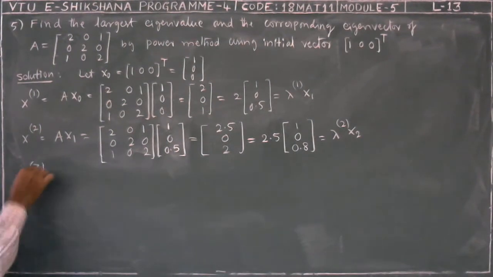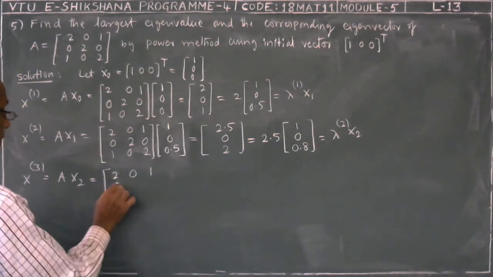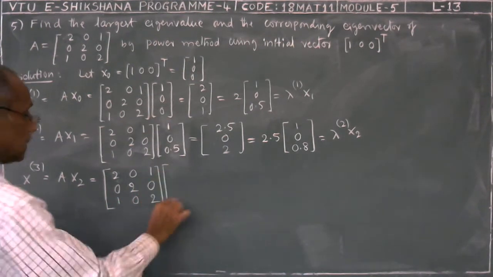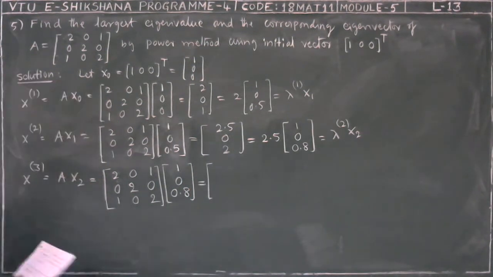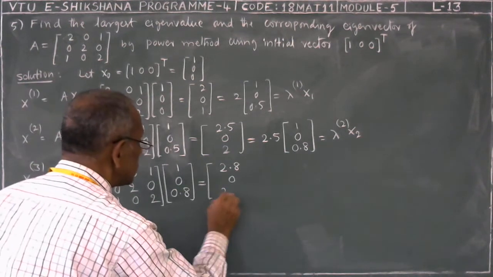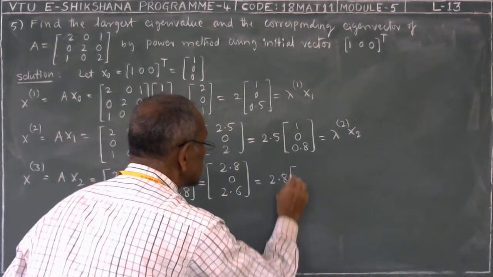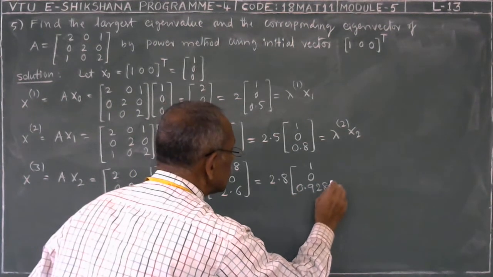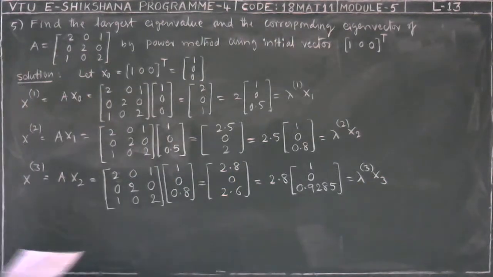Now we shall compute x3, A x2, that is the matrix into (1, 0, 0.8). If you multiply this, you get (2.8, 0, 2.6), of which 2.8 is the largest. So we shall take 2.8 outside into (1, 0, 0.9285). So this is your lambda 3 x3, the third approximation to lambda.